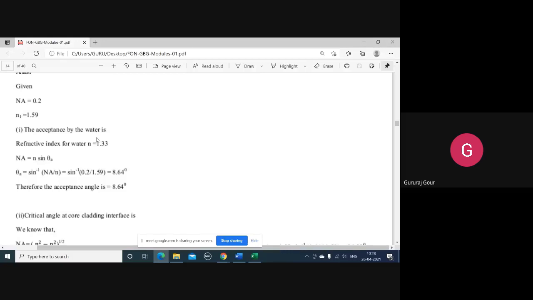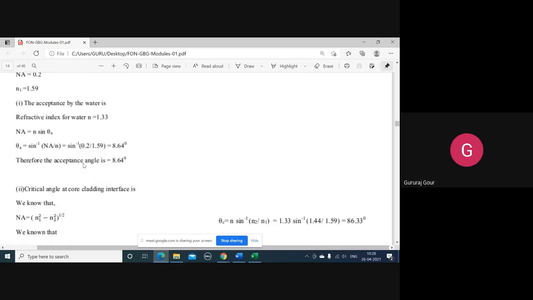Acceptance angle by the water. You should know the refractive index of water. I have told you, you have to remember refractive indices of three things at least: water, glass, and air. Air already we know it is going to be very much negligible.